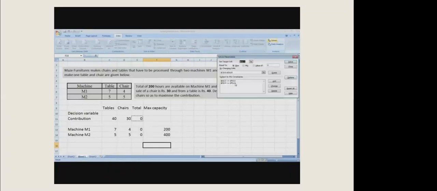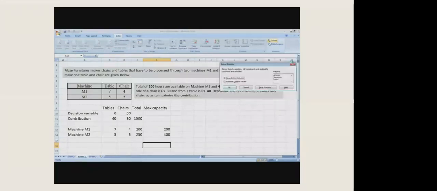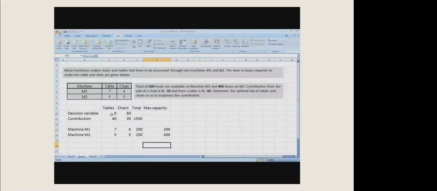We say okay. We go to options, the options button. We assume it to be a linear model, and we also assume non-negativity, that we cannot make negative tables and negative chairs. Okay, and then we leave it to solver to tell us the best solution. As per solver, we make 50 chairs and no tables, and we will have a contribution of 1500 rupees. We will completely utilize the capacity on machine M1, and we will utilize 250 out of the 400 hours available on machine M2. That's how simple it is.